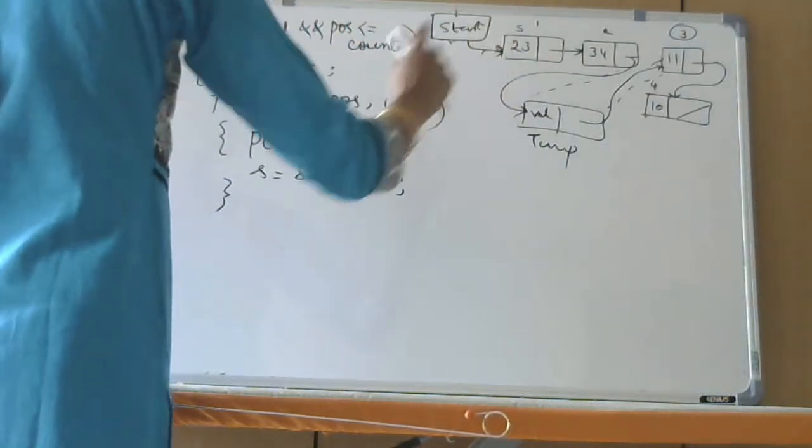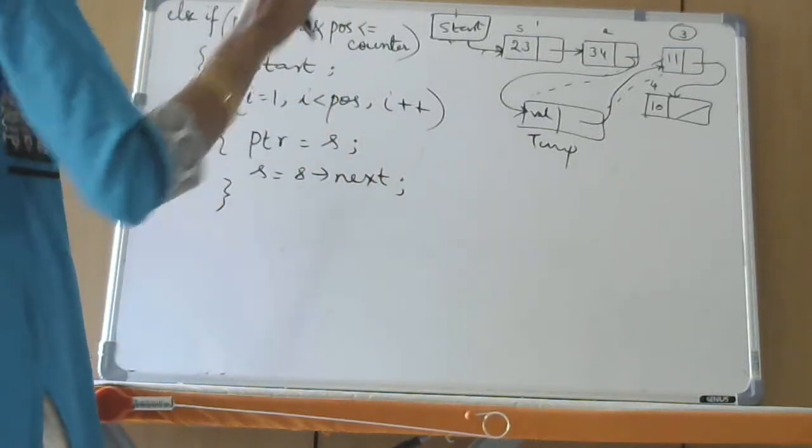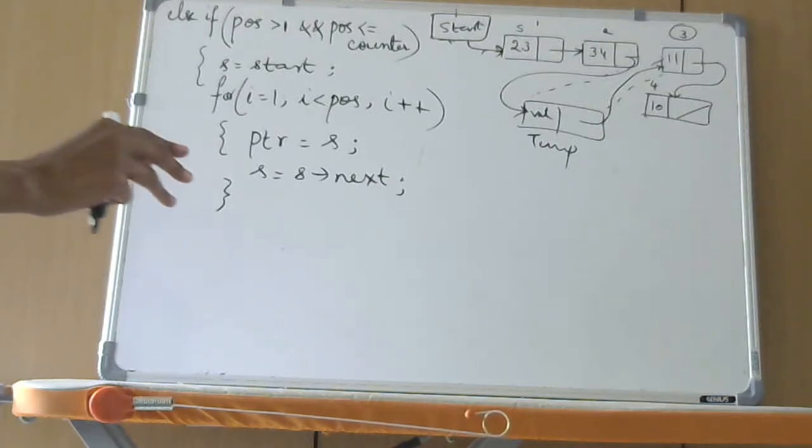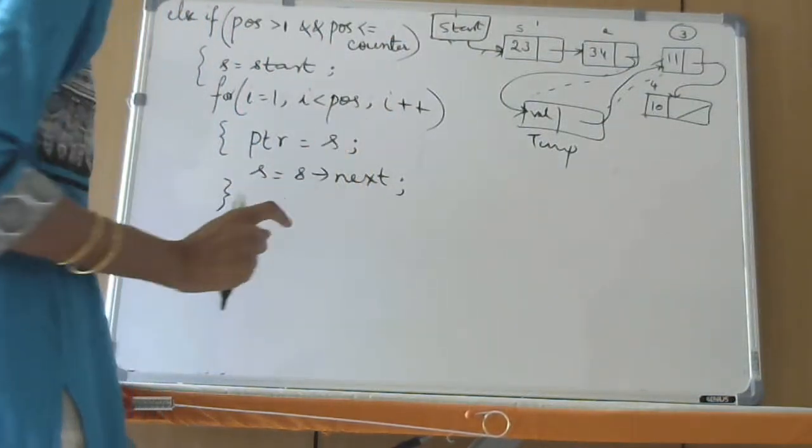I have taken this as yes. So i is equal to 1, i less than pos. What is my pos? 3. Because I want to insert at position 3. i plus plus. Till there what I do? Pointer is equal to S, S is equal to S of next.